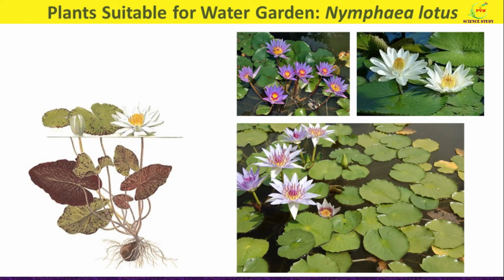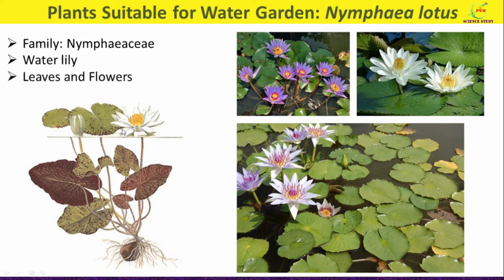Now we will see some of the plants suitable for the water garden, and here very first is Nymphaea lotus. It is belonging to family Nymphaeaceae. It is a very common plant popularly known as water lily, lotus or Kamal in Marathi. As you can see here, it is a floating aquatic plant consisting of stout rhizome, large horizontally floating leaves with long petioles and extra axillary white or rose colored flowers. Dear friends, here you can see the leaves of the plant and the flowers.